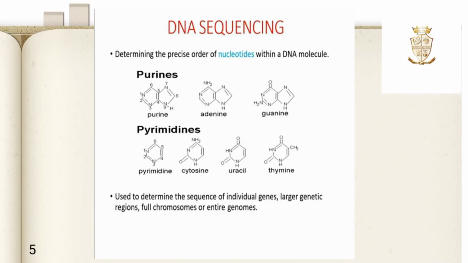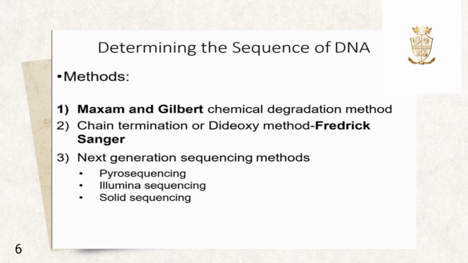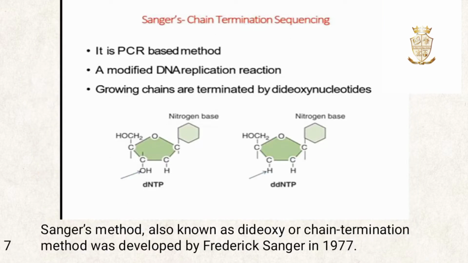In the same way, DNA sequencing is a method that is used to determine the precise order of nucleotides within a DNA molecule. There are several DNA sequencing methods such as Maxam and Gilbert method, Sanger's method, and next generation sequencing method. First, we can discuss Sanger's method.